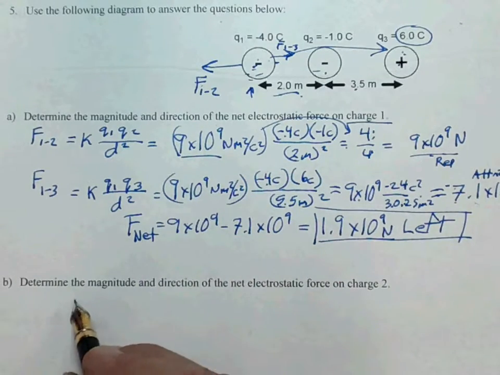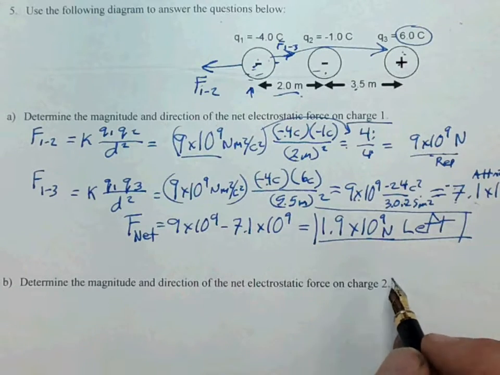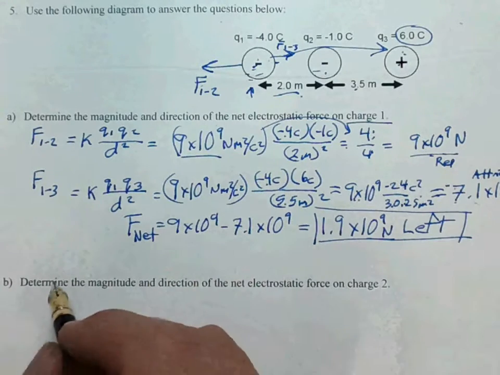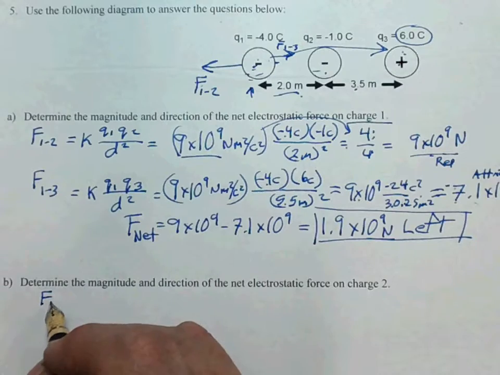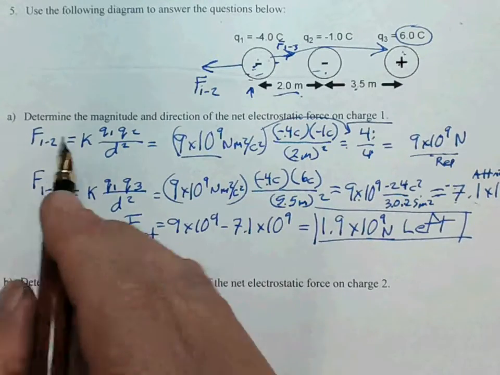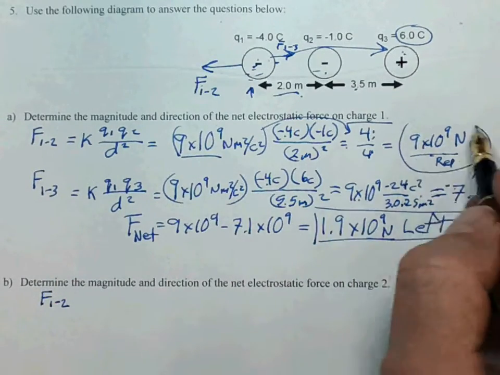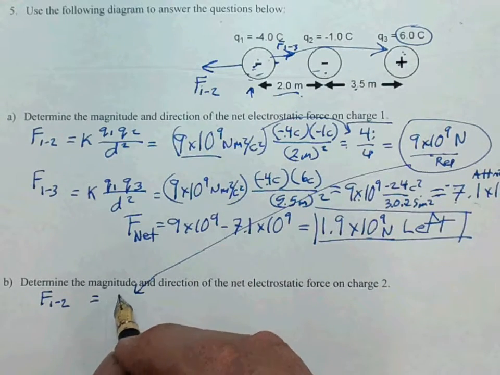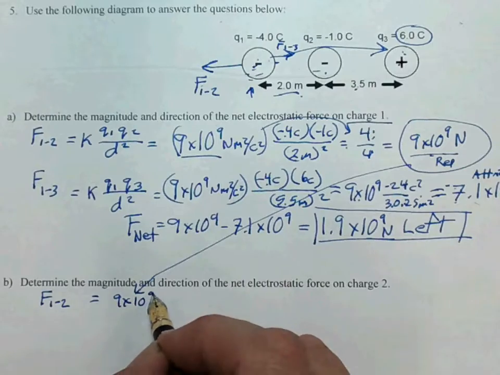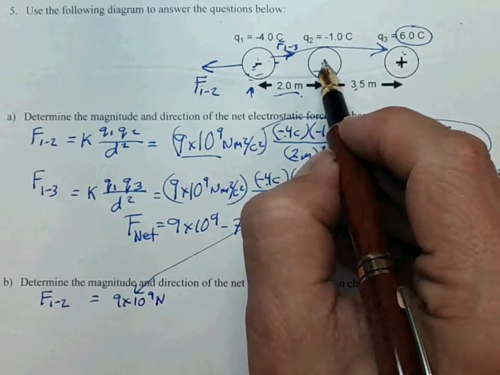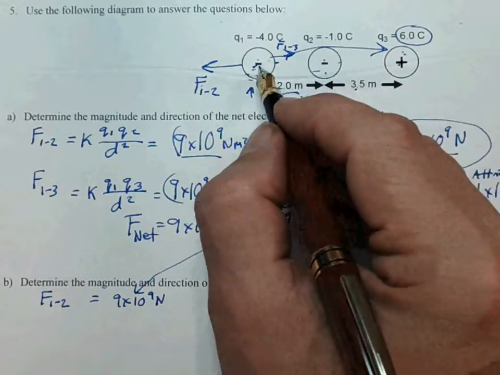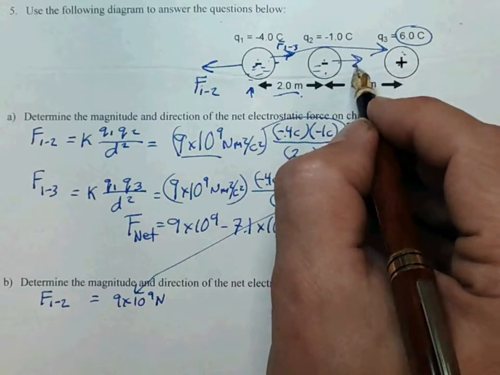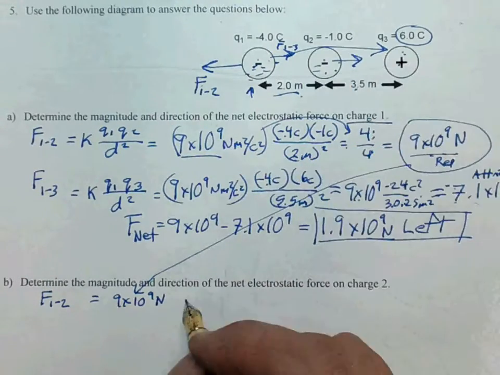So the next question says, determine the magnitude and direction of the electrostatic force on charge 2. Well, we've already determined the force between charges 1 and 2, so we can reuse this number right here. It's equal to 9 times 10 to the 9 newtons. Now that force on charge 2, though, is in which direction? 1 and 2 repel each other, so the force on charge 2 is acting to the right.